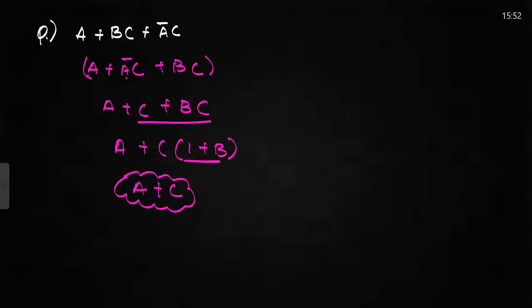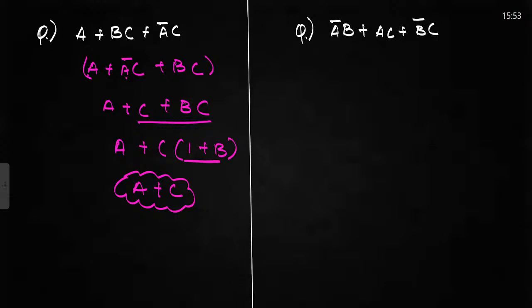Similarly, we will solve another question. We are having A bar B plus AC plus B bar C. So this is the question. Now in order to solve this question, what do we need to do? First I will draw a line here. So in order to do this.